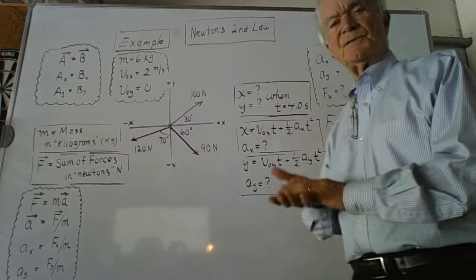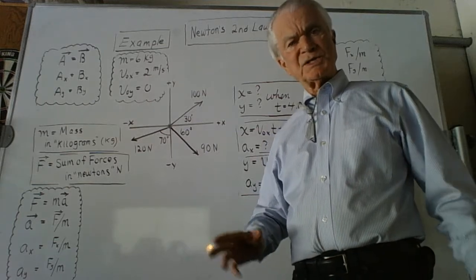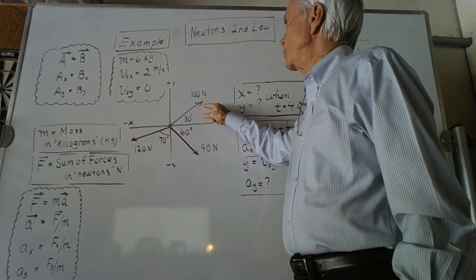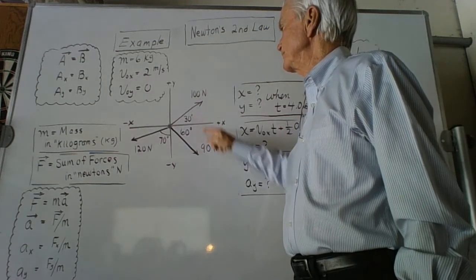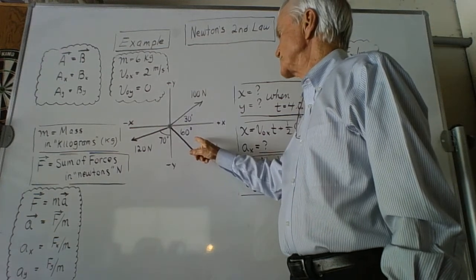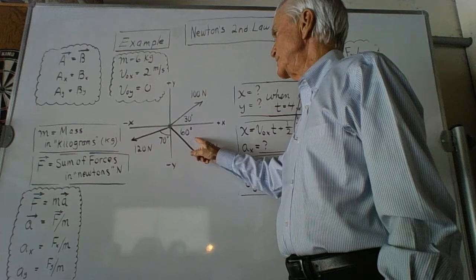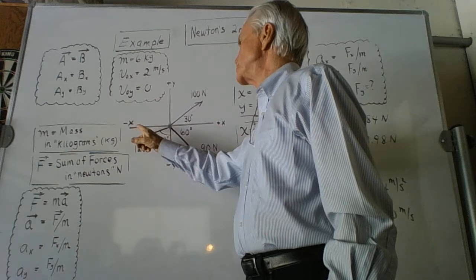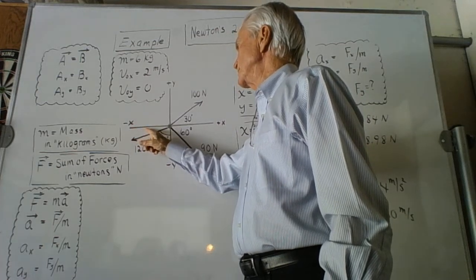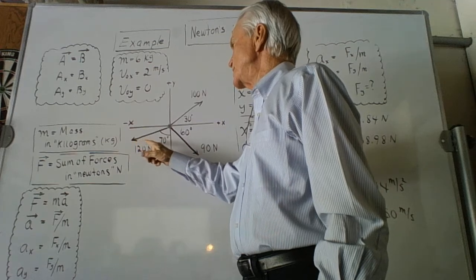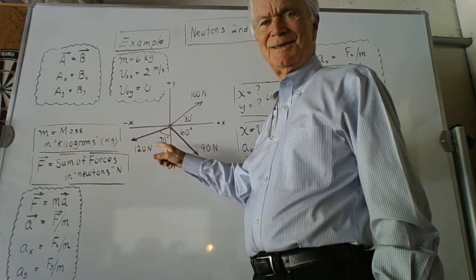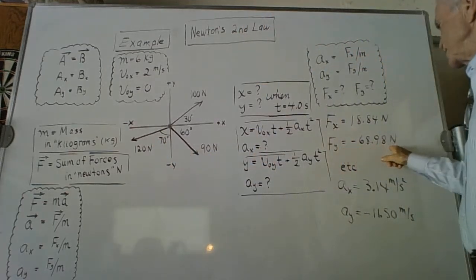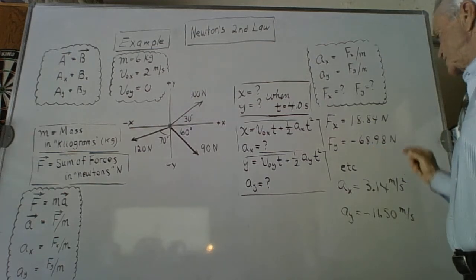Now let's talk about the three different y components that have to be added to get the total y component. 100 sine 30, minus 90 sine 60, minus 120 sine 20, or you could call it negative 120 cos 70. The final result for f sub y is shown here at negative 68.98.